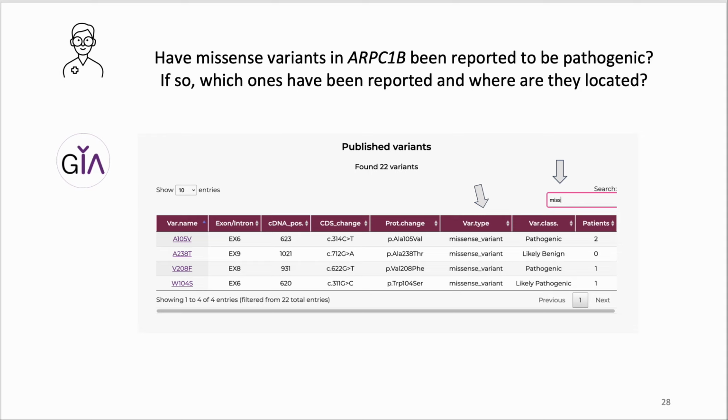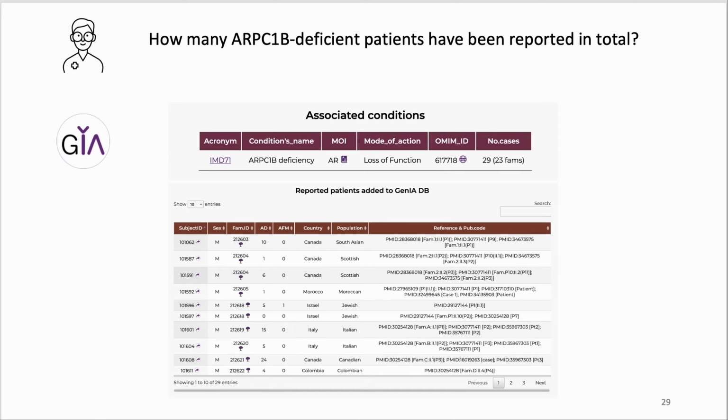And the other question we often ask ourselves is, well, if we have a missense variant in a gene, has that class of changes been reported to be potentially pathogenic in this particular disease condition? And if so, which ones have been reported? What do they look like? Where are they located? Is there any similarity or difference that I can tell from the variant that I have for my patient? These are all searchable features.